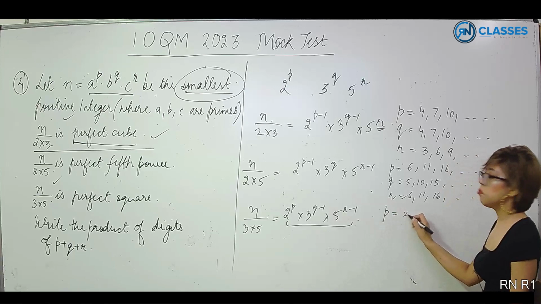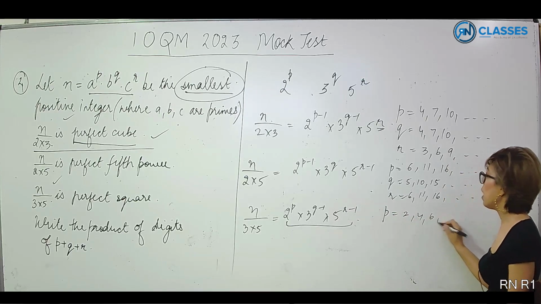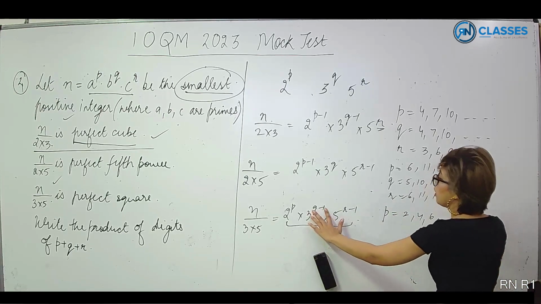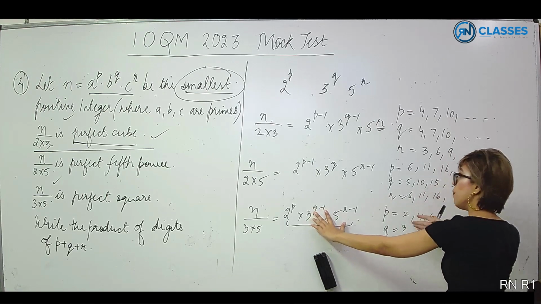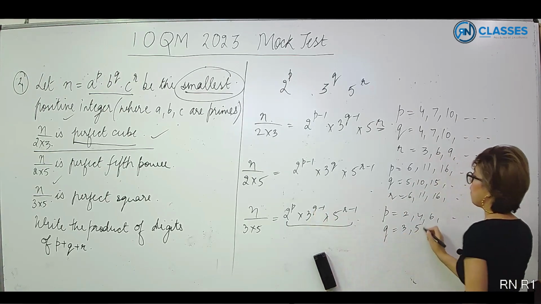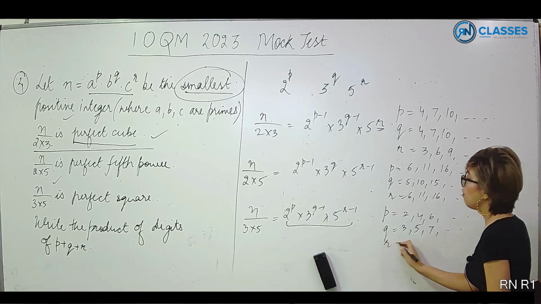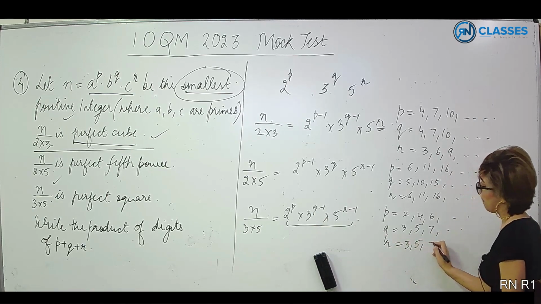P is 2, 4, 6 and so on. Q minus 1, if it is 2, then that means q is 3. Q minus 1, if it is 4, then q is 5. So 3, 5, 7 and so on. And r will go on the same.